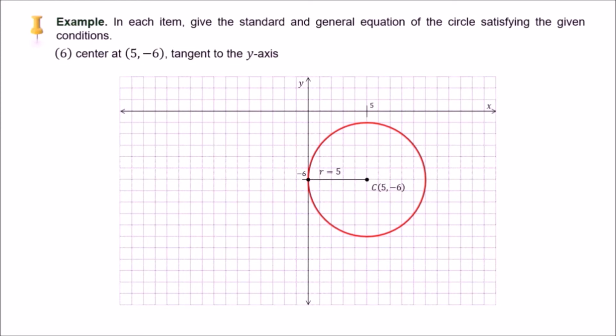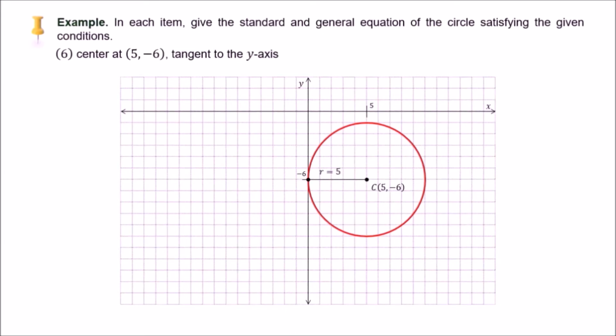We can see from the figure that the circle touches the y-axis at the point (0, -6), which is 5 units away from the center of the circle. We can therefore see that the radius of the circle is 5 units. We can now proceed with solving the standard and general equation for this particular circle.